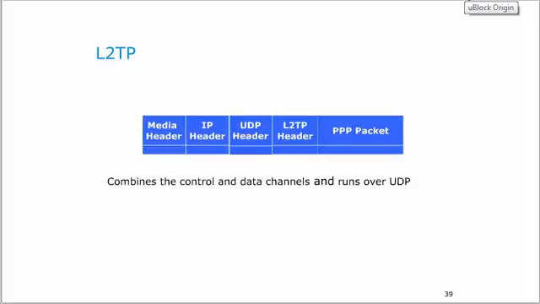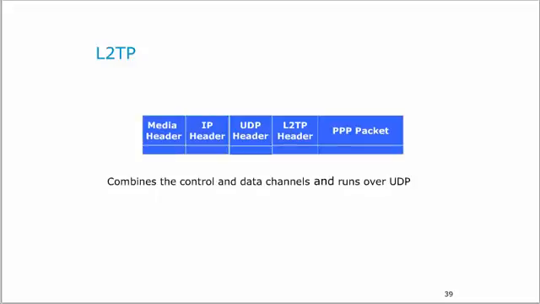Unlike PPTP, L2TP uses the same tunnel to exchange control messages and data packets. Combining the two channels makes it easier for companies to configure their firewall and manage access to their internal networks. Another difference between PPTP and L2TP is L2TP's use of UDP rather than TCP. UDP is considered to be more efficient than TCP, creating less overhead.